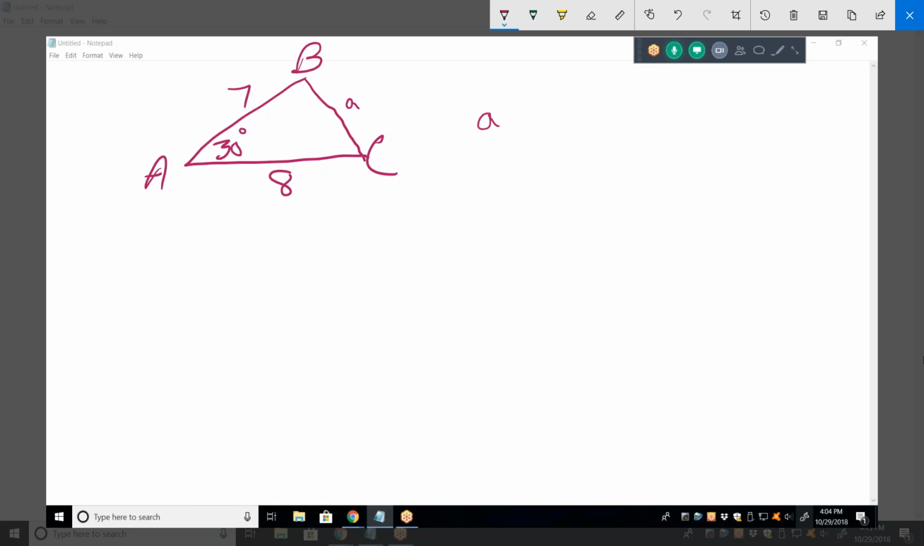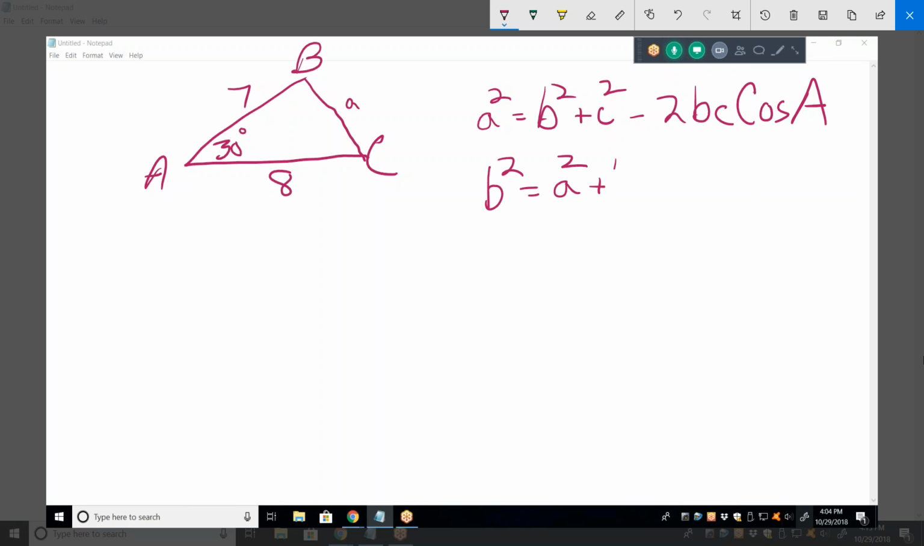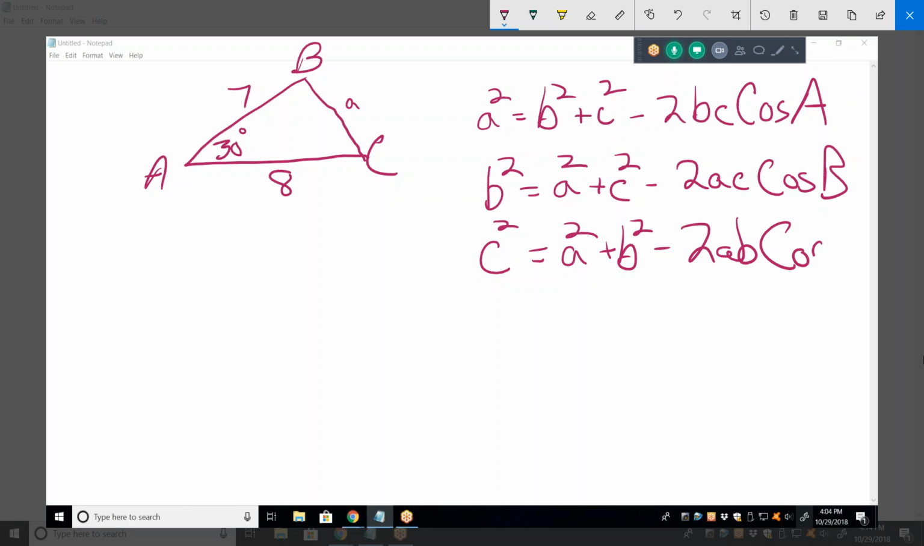Law of cosines, there's actually three of them. It goes like this: a squared equals b squared plus c squared minus 2bc cosine A. A little bit like the Pythagorean theorem. That's one of them. The second one is this one. Notice the pattern. What's the third one going to be? c squared equals a squared plus b squared minus 2ab cosine C.